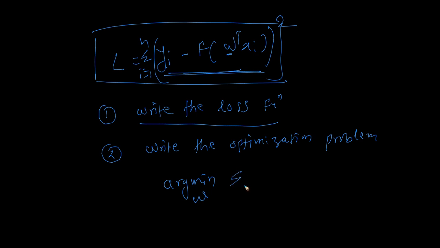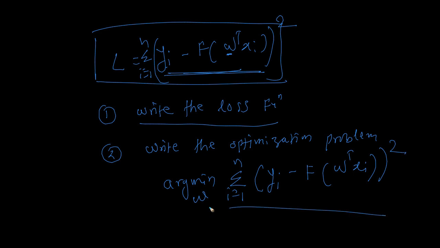The loss is nothing but the summation over i equal to 1 to n of (yi minus f of w transpose xi) whole square, right? So we want to minimize this loss. Such a w, let us call it w star. We want to find a w star which will minimize this loss. Now how to solve this optimization problem? We want to find a w, or weight, which will minimize the loss.